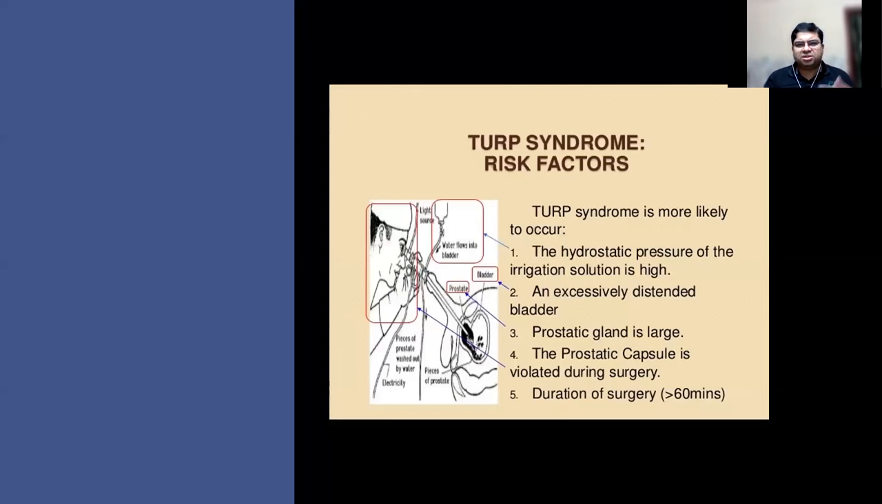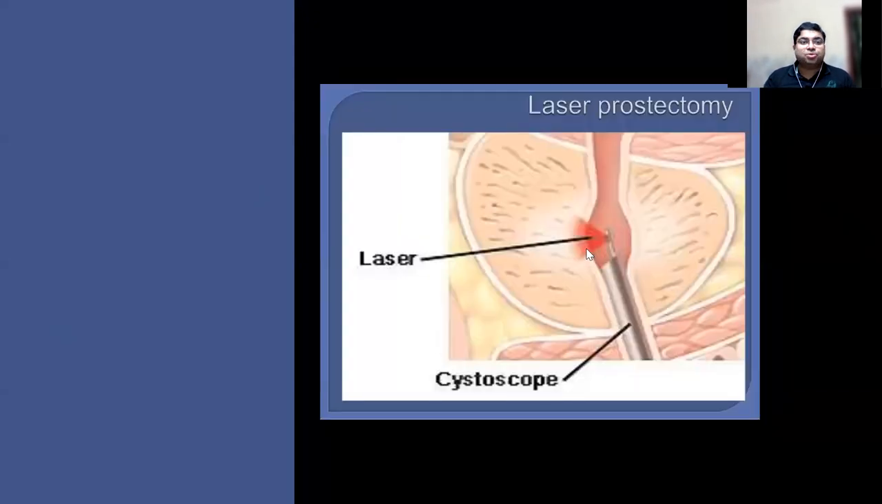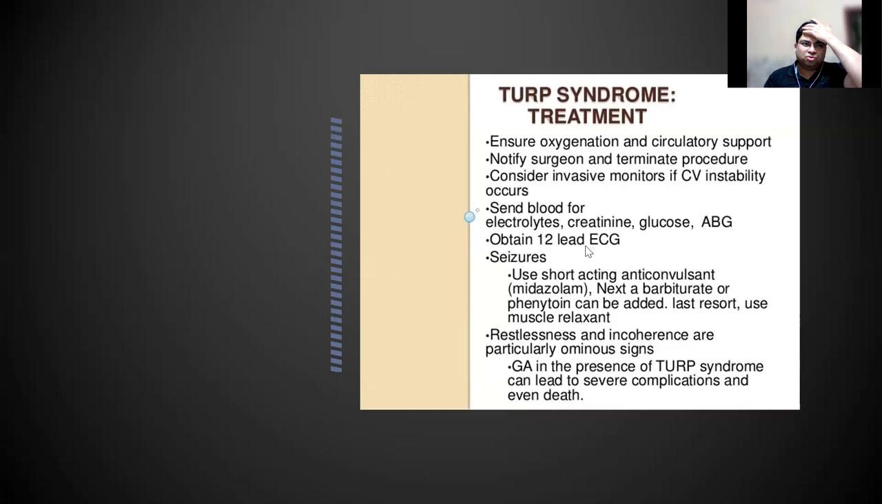So the risk factors are obviously very important. High risk patients: a high-pressure, excessively distended bladder, or a large prostate gland where you cut open the prostate capsule. Two things that have helped us prevent TUR syndrome are using bipolar saline TURP and laser prostate surgery, using normal saline rather than glycine, so there is less chance of this hyponatremia occurring.